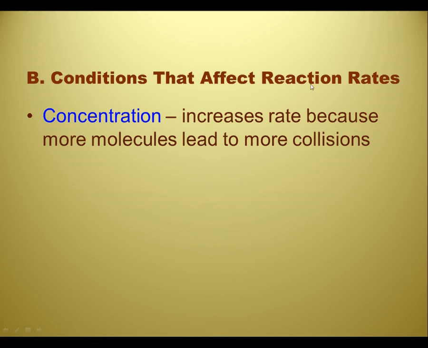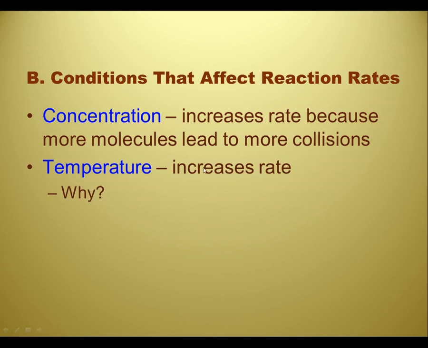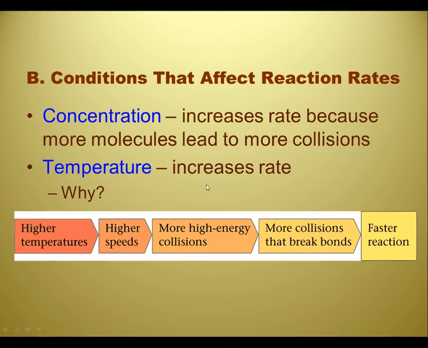Conditions that affect reaction rates. Concentration is definitely one of them. Like we were just saying a moment ago, the more collisions you've got, the more likely it is that one is going to be favorable. Temperature also is another factor. The reason why: higher temperatures mean higher speeds. Higher speeds mean more high energy collisions. More high energy collisions mean more collisions that are going to break bonds because they're favorable, and more of those mean that the reaction is actually faster. Okay, so it's a chain of events. It's not just because they're moving at higher temperatures. Okay, you'll see this diagram in the book.